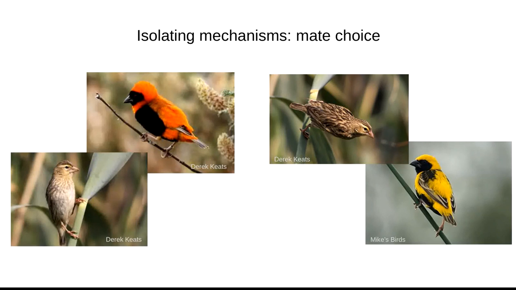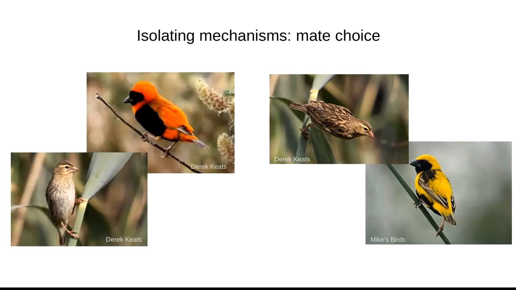The problem with this type of isolating mechanism is that if it breaks, so if an individual happens to hybridize, which does happen occasionally in many species, that individual, that hybrid, might have intermediate mate choice, and its choice could go either way. And so once you've broken down a barrier like this, it will break down further and further with more interspecies matings. And so it's not a barrier on its own.